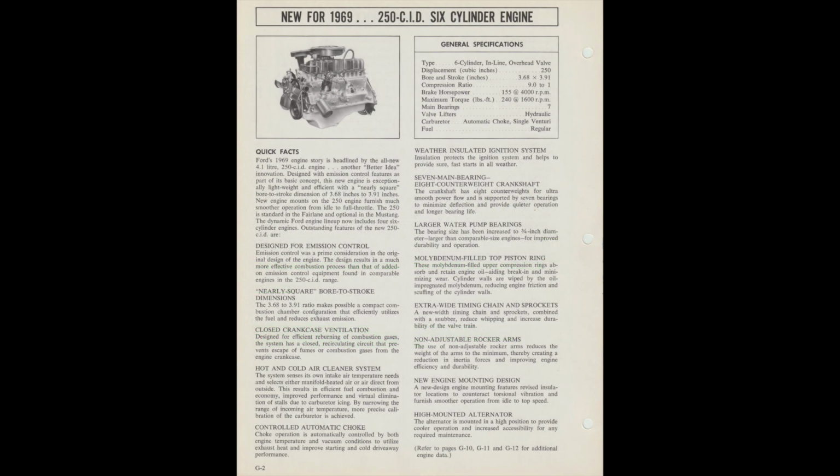Page G2 of the Power Teams section of the 1969 Ford Carfax book has these 13 quick facts about the new L-code 251-barrel six-cylinder engine. I'll stop talking now for 5 seconds so that you can pause the video and read the text if you would like.